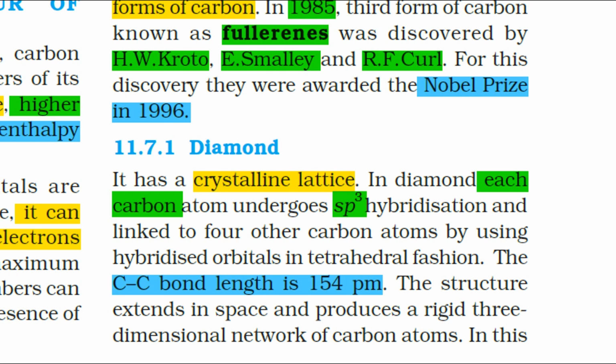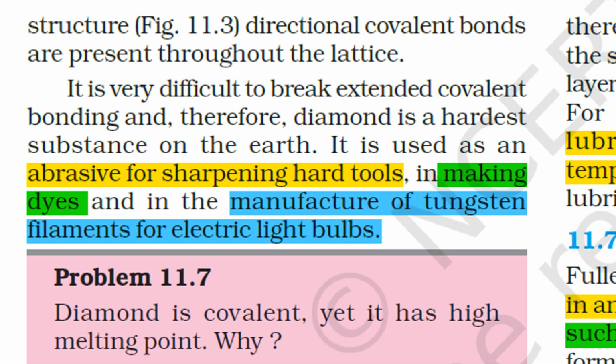Now let's see 11.7.1, diamond. It has a 3-dimensional crystal lattice. Each carbon is sp3 hybridized. That means each carbon is linked to 4 other carbon atoms in a tetrahedral fashion, and the carbon-carbon single bond length is 154 picometer. The structure extends in space and produces a rigid 3D network of carbon atoms in which only covalent bonds are present. Due to this extended covalent bonding, it is so difficult to break, and diamond is the hardest substance on earth, and it is used for sharpening hard tools, in making dies and in manufacture of tungsten filament for electric bulbs.